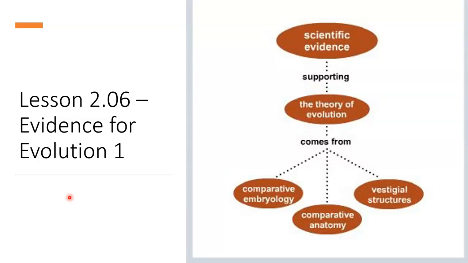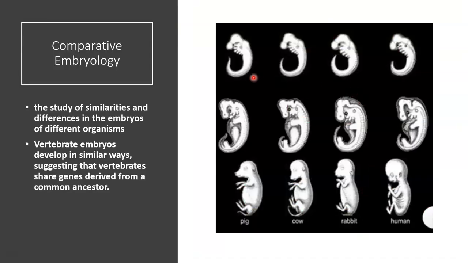Okay, so quick tour through lesson 206. You do have to read it, right? This is just kind of the key points, but to get the full picture, you definitely have to read lessons 205 and 206. So there is scientific evidence supporting the theory of evolution. It comes from 3 areas called comparative embryology, comparative anatomy, and vestigial structures. Comparative embryology is the study of similarities and differences in the embryos of different organisms.